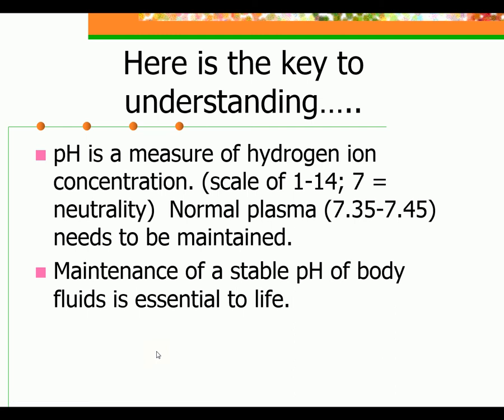So here's the key to understanding it, okay? The pH is the measure of hydrogen ion concentration. And if you look at a scale of 1 to 14, 7 is neutrality. We learned that back in Chemistry 101. But in plasma, the normal pH balance is 7.35 to 7.45. Maintenance of this stable pH is essential to life. You cannot hardly go over or under without getting into trouble. Now that's for arterial blood.